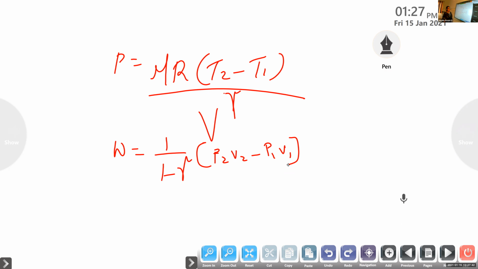Now what I do is substitute P1 and P2. Yes, 1 by 1 minus gamma, right? Sorry, gamma into P2 V2 minus P1 V1. We have work done 1 by 1 minus gamma is equal to P2 V2 minus P1 V1. Now you can give this as equation 6, and this as equation 7.